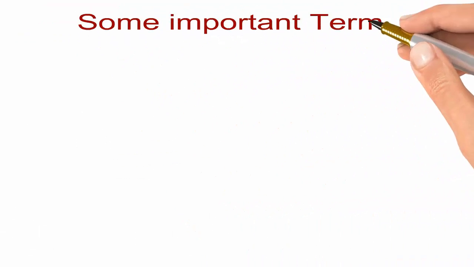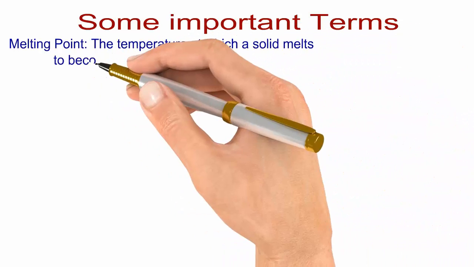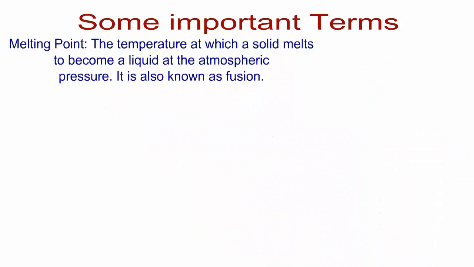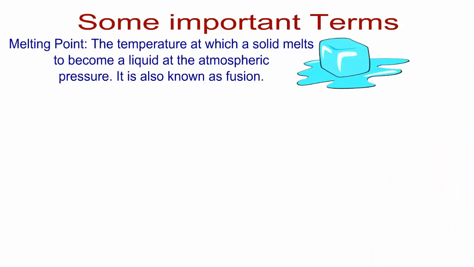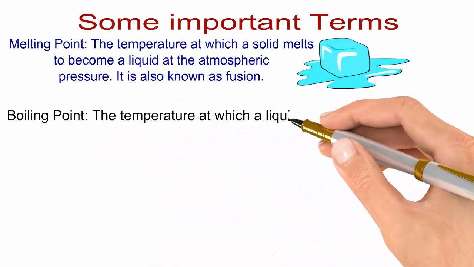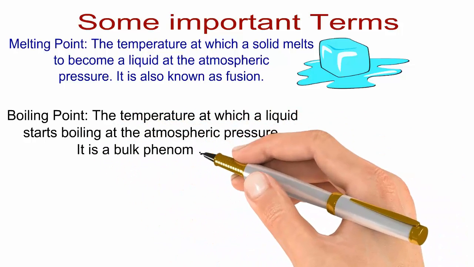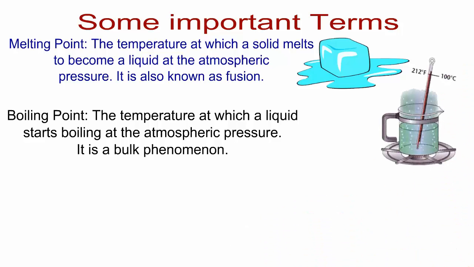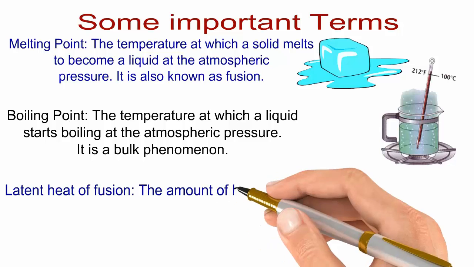Now we look at some important terms. First of all, we will look at melting point. Melting point is associated with solid. The temperature at which a solid melts to become a liquid at the atmospheric pressure is called melting point. It is also known as fusion. Now we will look at the definition of boiling point. The temperature at which liquid starts boiling at the atmospheric pressure is called boiling point. It is a bulk phenomenon, means it occurs in the whole liquid.